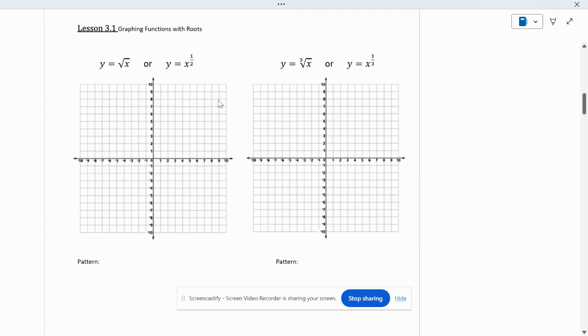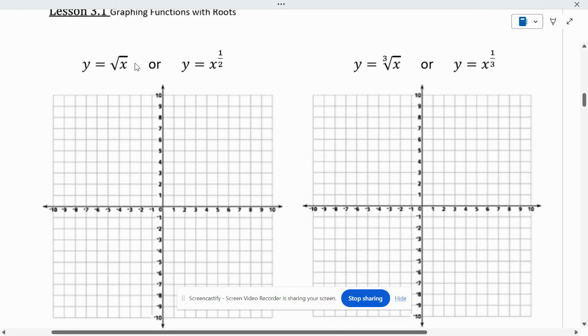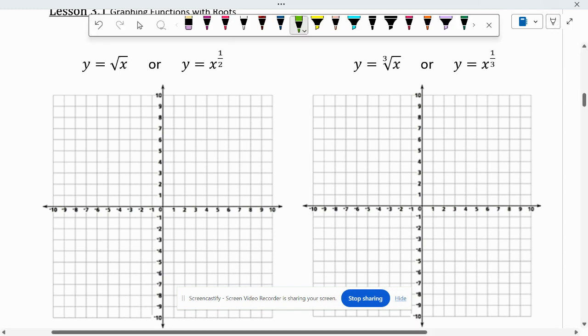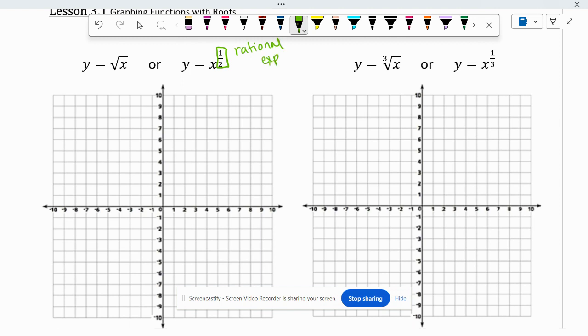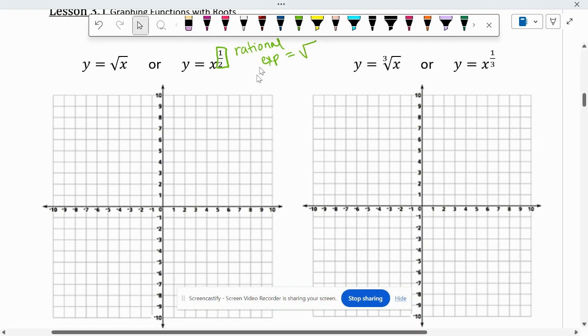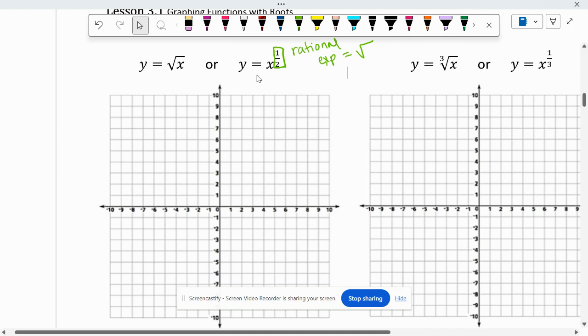So when we talk about graphing functions with roots, we know that this first example, y equals the square root of x, or y equals x to the 1/2. So this fraction exponent is called a rational exponent. If I take something to the power of 1/2, that actually means I'm taking the square root of it, okay? So I'm going to slide over to the left a little bit, and we're going to talk about the pattern of a square root function.